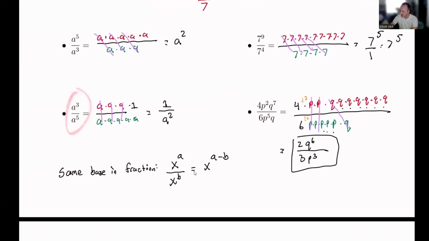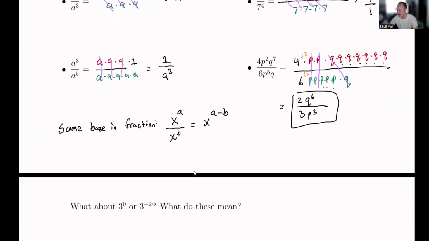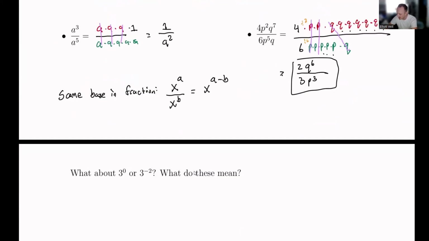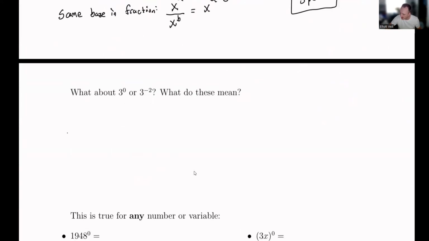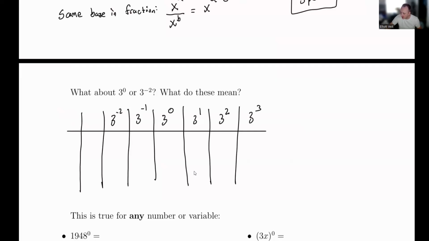These are a little bit tougher to see, so we'll continue on with the rules right now. Because what does it even mean to have a negative exponent? So let's work through that here. Or even a 0 exponent as well. What is 3 to the 0 power, right? 3 to the 1, 3 to the 2, 3 to the 3. Let's see if we can see a pattern here. 3 to the negative 2, and 3 to the negative 3, like that.